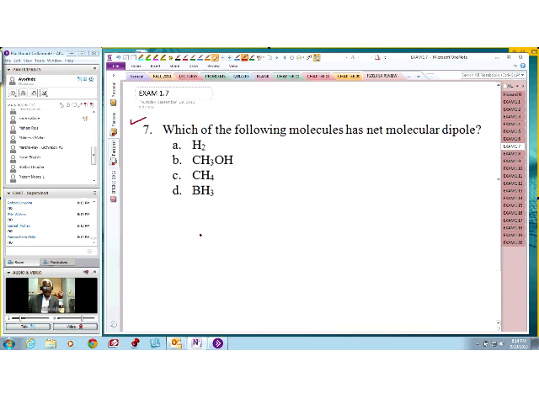So this question asks you, which of the following molecules has a net molecular dipole? So which will be the correct answer here? Let us see. B, somebody said B. Yes, B is correct. Okay, why is B correct? Let us draw the structure of B to see why that would be correct. B is methanol, or methyl alcohol.